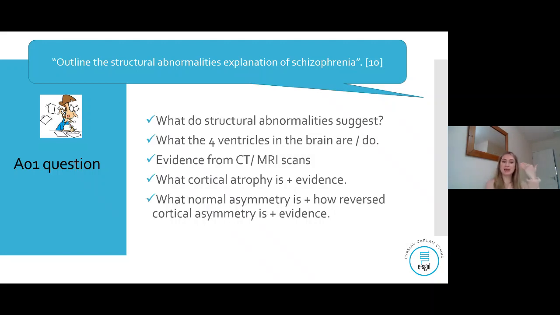Okay, so take it step by step with this question and make sure that you've got an element of all three structural abnormalities. Okay, so the ventricles, the cortical atrophy, the reverse cerebral asymmetry, and make sure you've at least got one piece of evidence for each structural abnormality. In the examples I've given and in the work and the notes that you probably have quite a few bits of evidence. I would absolutely make sure that you've got at least one for each element of this.